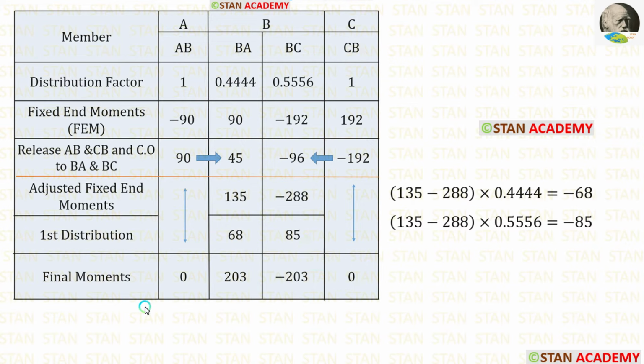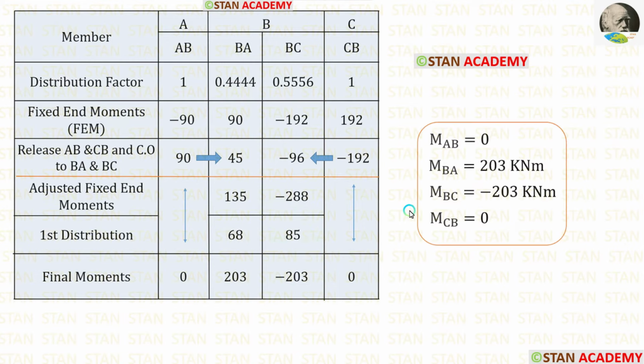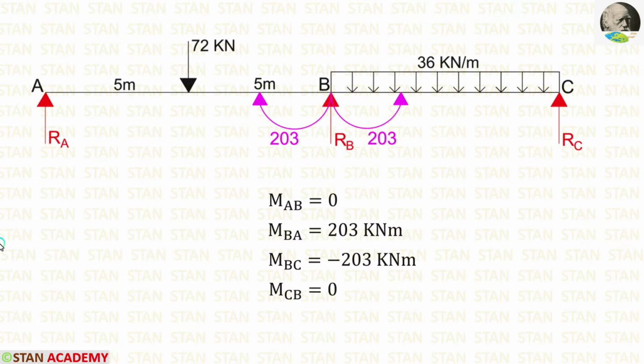Let us add the values and find out the final moments. We have to add the values from the adjusted fixed end moments. That is why I have made the color line. Below this color line, we have to add the values. When we add these two values, we are getting 203. When we add these two values, we are getting minus 203. So in this analysis, we have calculated all of the moments. In this beam, we have calculated the final moments.